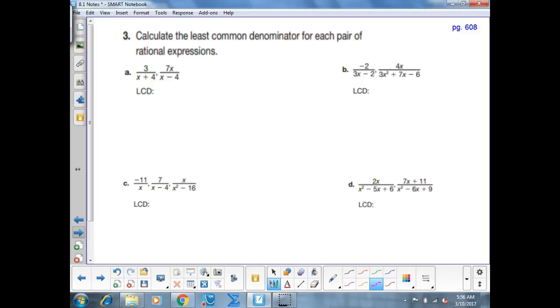All right, so now we're on page 608 in your textbook. It says calculate the least common denominator. Well, least common denominator is just a fancy word for finding a common denominator. When we're dealing with rational expressions, the least common denominator is probably going to be your best.